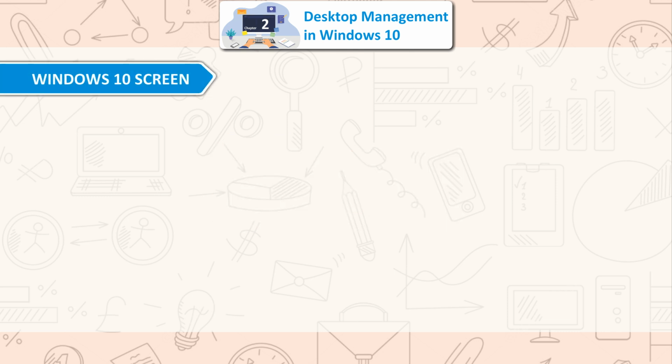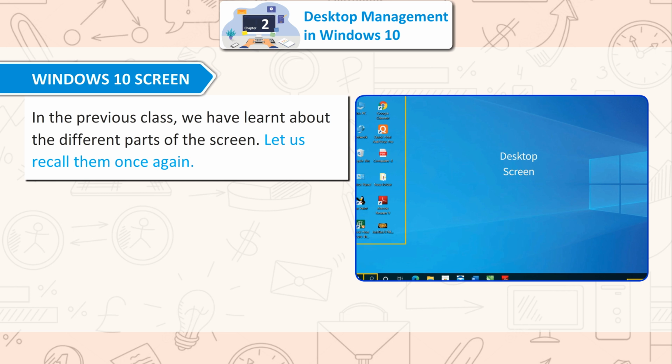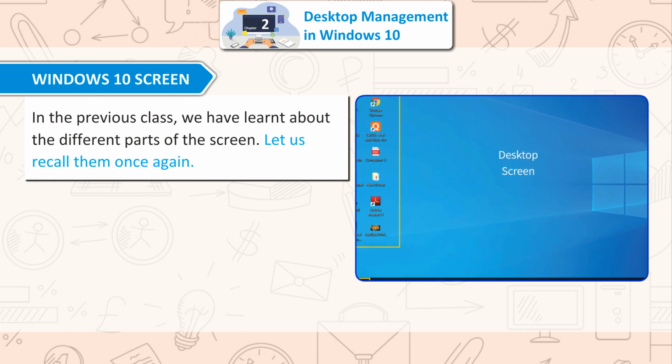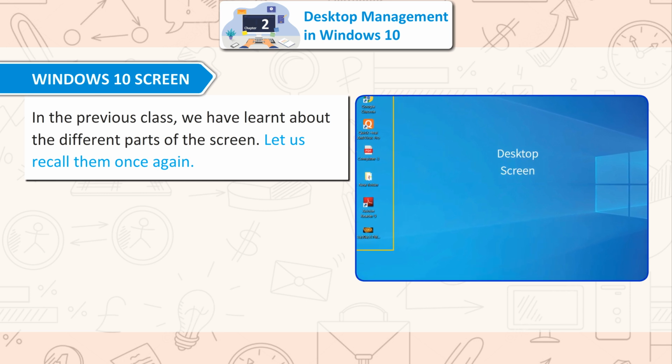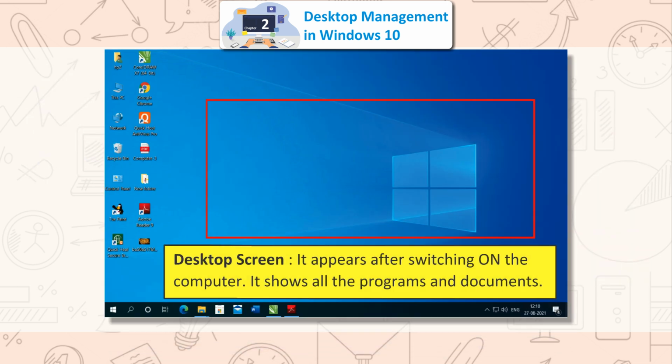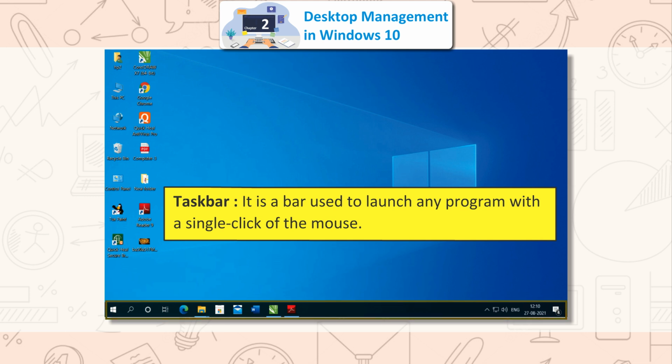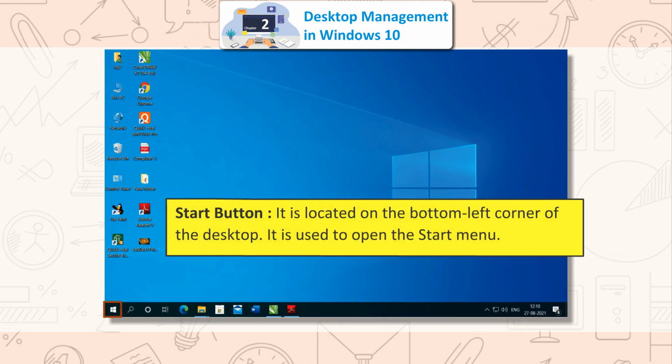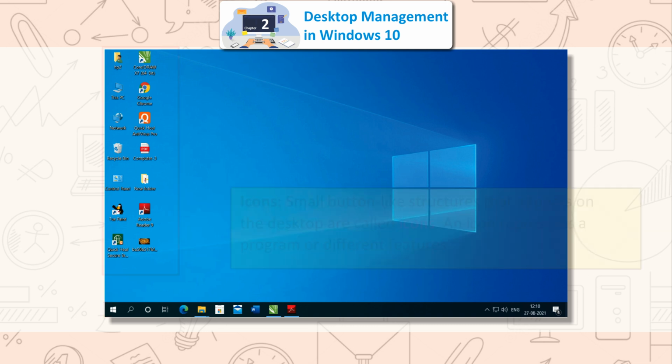Windows 10 screen. In the previous class, we have learned about the different parts of the screen. Let us recall them once again. Desktop screen. It appears after switching on the computer. It shows all the programs and documents. Taskbar. It is a bar which is used to launch any program with a single click of the mouse. Start button. It is located on the bottom left corner of the desktop. It is used to open the Start menu.